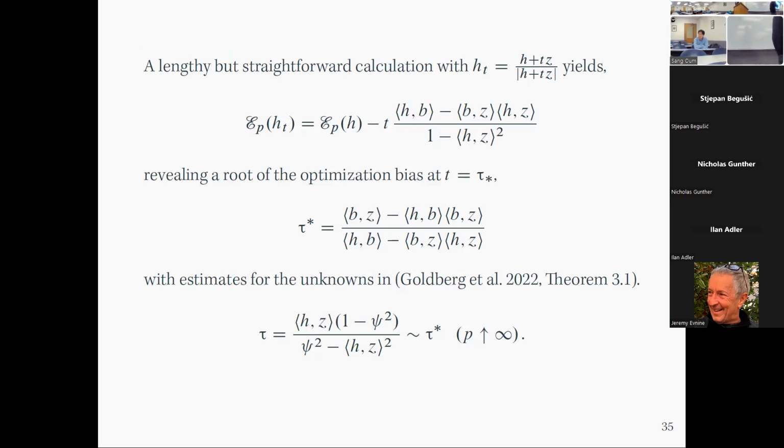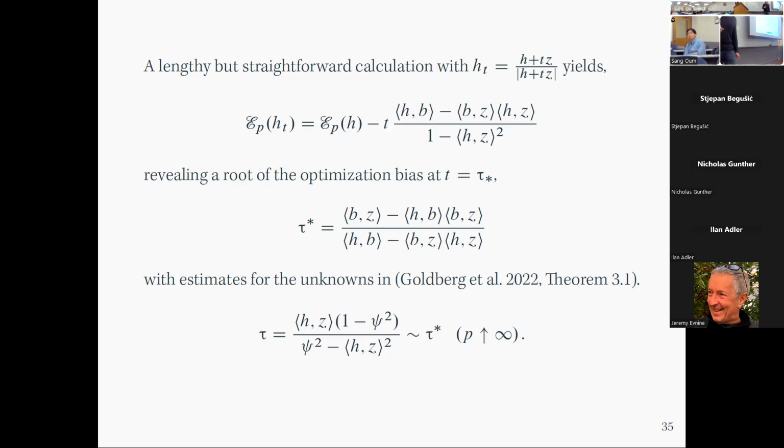You look at the optimization bias of HT, you do a lot of tedious calculations, it leads you to a really nice formula. You can see the right-hand side of HT there. It's the optimization bias of H, subtract another term that depends on T. And from there, what do you want to do? You want to find the root of this equation. So you set it to 0. That's all we're trying to do. Set it to 0, you get T star.